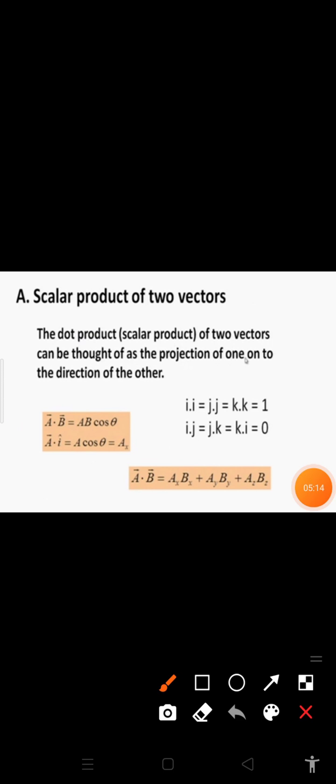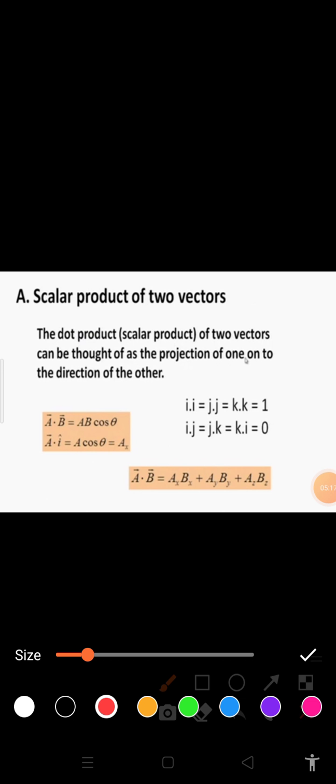Next, scalar product. Okay, the scalar product of any two vectors is also called as dot product. So in this case, the dot product of two vectors can be written as A bar dot B bar equals AB cos theta. If you remove the dot product, then the cos theta appears. See here, A bar dot B bar is equal to AB cos theta, okay, it is AB cos theta.